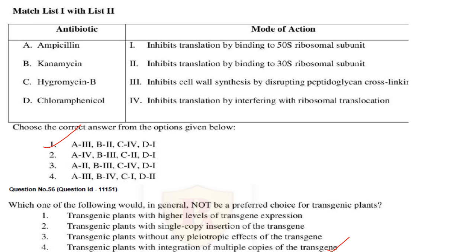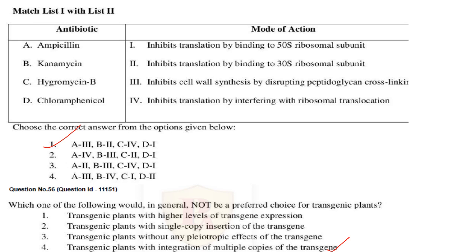Ampicillin inhibits cell wall synthesis by disrupting peptidoglycan cross-linking. A3, Kanamycin inhibits translation by binding to 30S ribosomal subunit. Hygromycin B, C4, inhibits translation by interfering with ribosomal translocation. D1, chloramphenicol, inhibits translation by binding to 50S ribosomal subunit. So the answer here is option 1, A3, B2, C4 and D1.